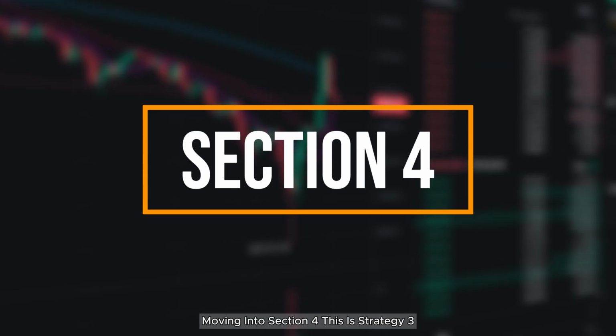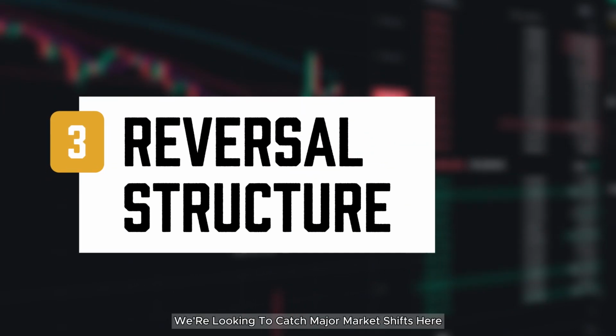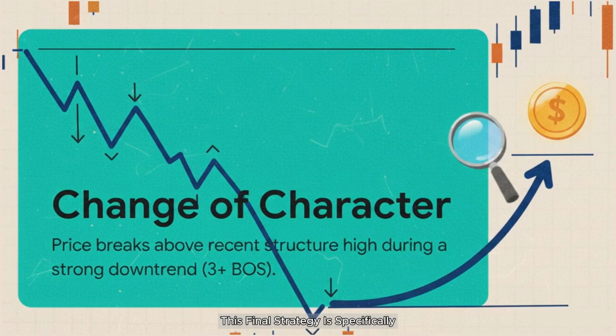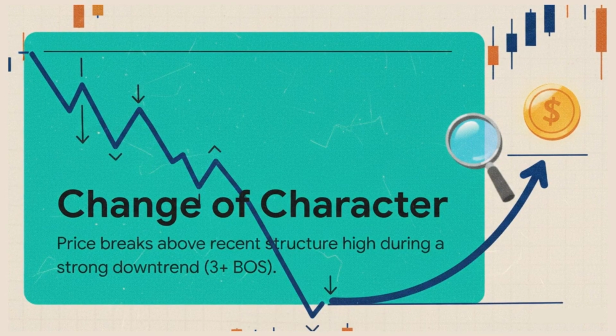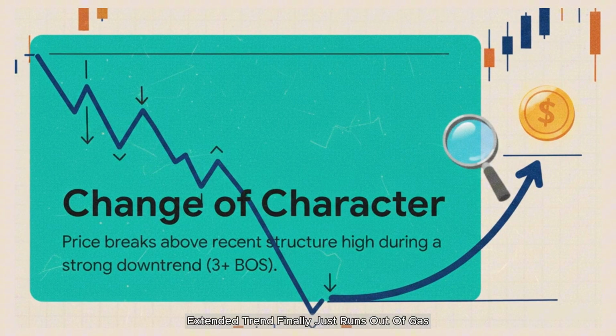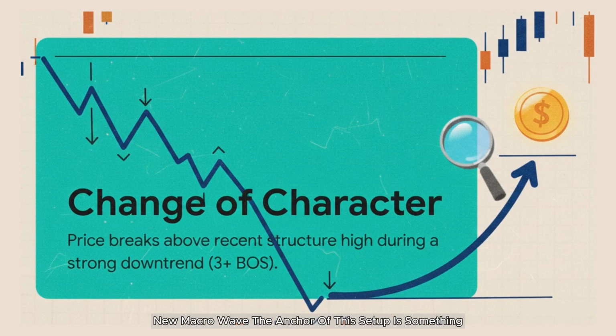Moving into Section 4, this is Strategy 3, Reversal Structure. We're looking to catch major market shifts here. This final strategy is specifically designed for catching those massive, market-wide turning points. You pull this one out of the playbook when a strong, extended trend finally runs out of gas, and you want to catch the very beginning of an entirely new macro wave.